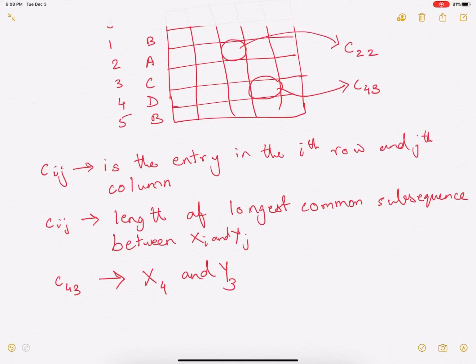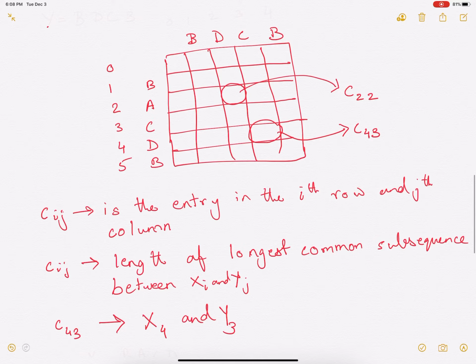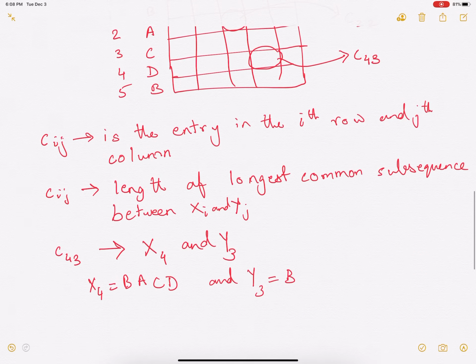Now, what is this x4 and what is this y3? We have so far just talked about x and y. So x4 is essentially the string till the fourth character. So x4 is BACD out here, and y3 is BDC. So what we are trying to do is find the length of the longest common subsequence between x4 and y3.